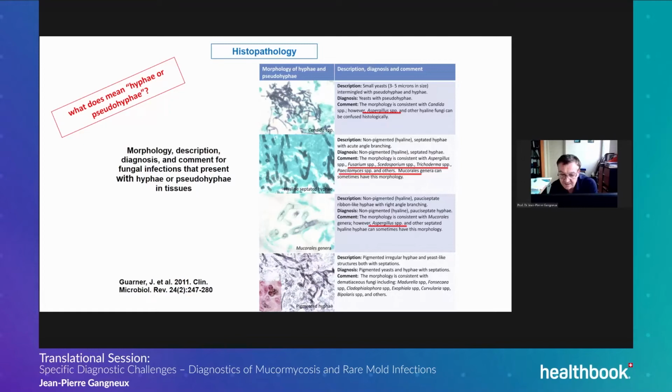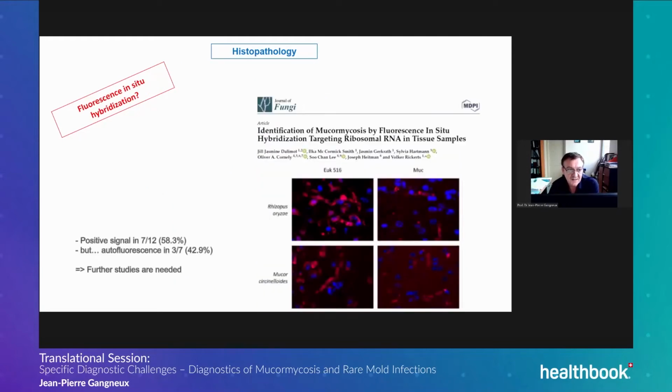And finally, you can see on the last slide that also pigmented hyphae can sometimes be confused. Here you have another typical hyphae of mucorales, but once again, this is for labs that are skilled in fungal infection. So histopathology is perhaps not the gold standard. Is it possible to refine the diagnosis? Perhaps using fluorescence in situ hybridization.